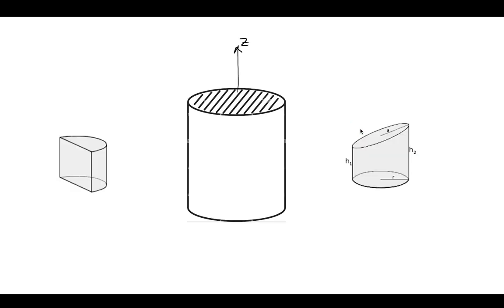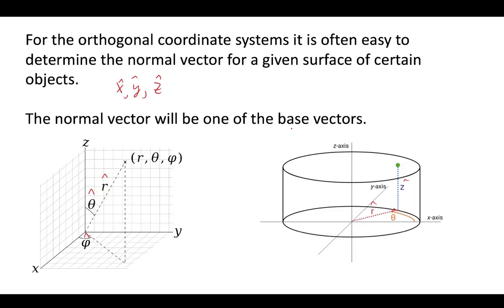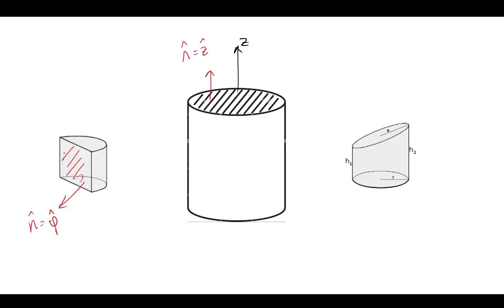And you can do this for the cylindrical. For this surface, we can see that the normal is z hat. For this one, the normal vector for that face is going to be phi hat. And this is, again, just due to looking at the base vectors and seeing which one of the base vectors is normal to that surface. In this case, as you move around on this surface, you're changing in the r and the z directions, which means that the normal would be phi.